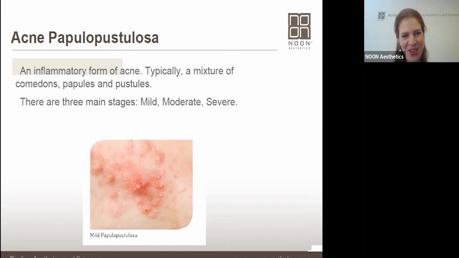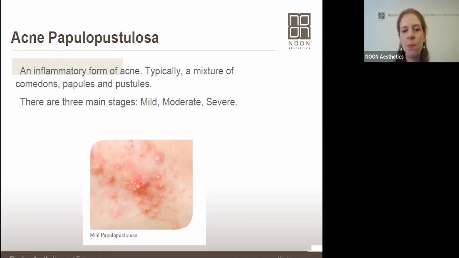Comedones, we know them already, we just spoke about them. Papules are small red wounds, and if we see them, we don't drain them, we don't touch them. We will just give the patient products at home. I won't touch it and try to drain it because the inflammation might spill and spread all over the skin and do damage instead of helping.